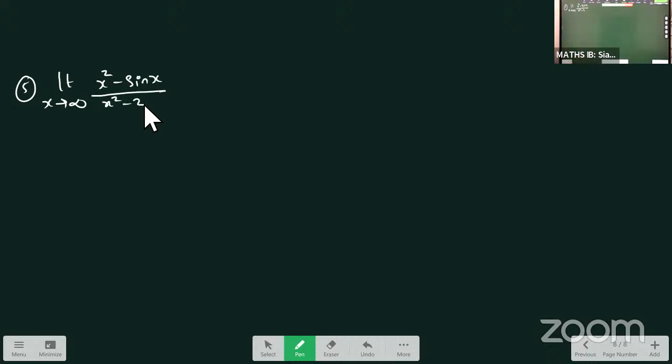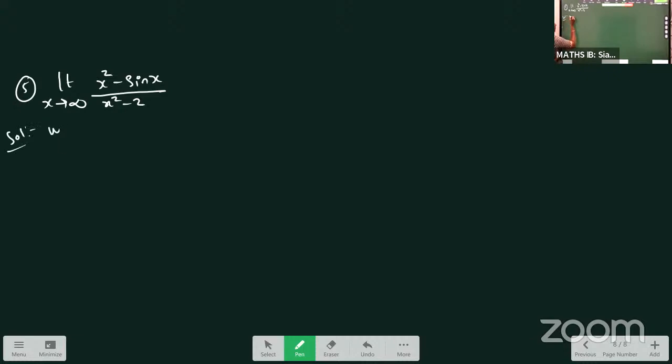Here limit x tends to infinity is there. If we substitute, we are getting the infinity by infinity form again. So when an algebraic and trigonometric combination is there, you have to give the preference to the trigonometry here. Solution.